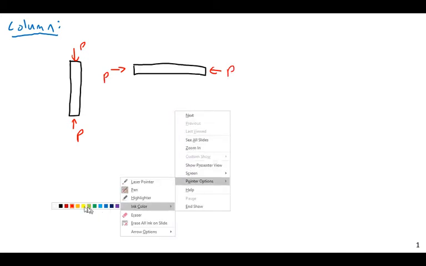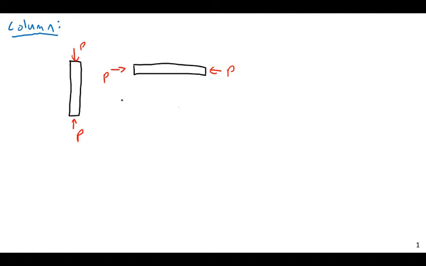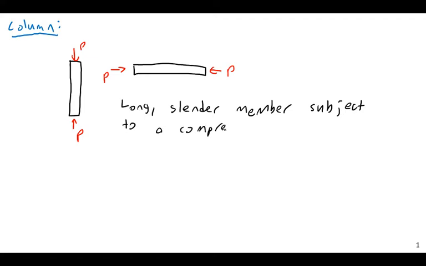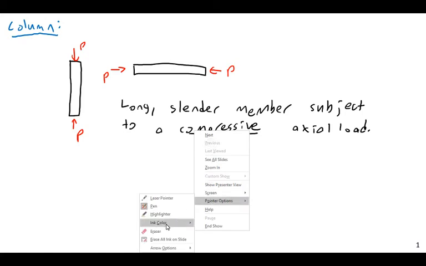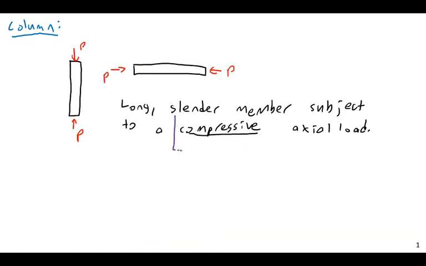So a column is a long, slender member subject to a compressive, and that is also critical, compressive axial load. So just because something is long and slender does not mean it's a column. It needs to be in compressive loading as well. And what do we mean by slender? This simply means that the length is much greater than the width.